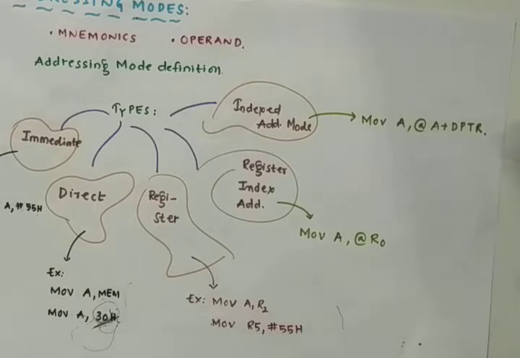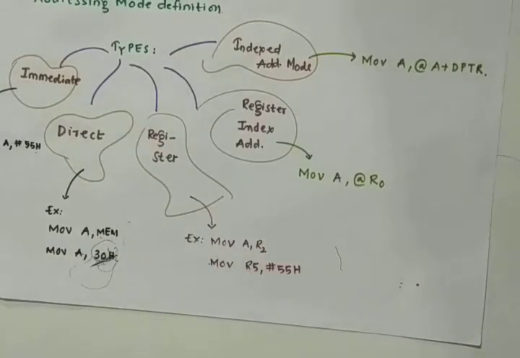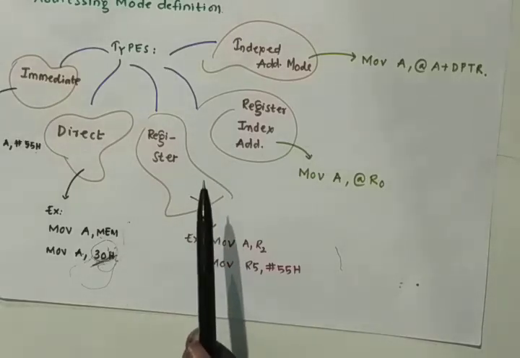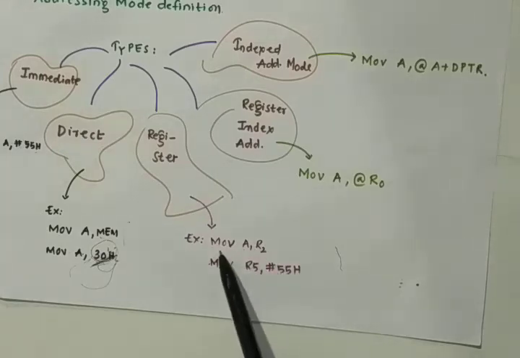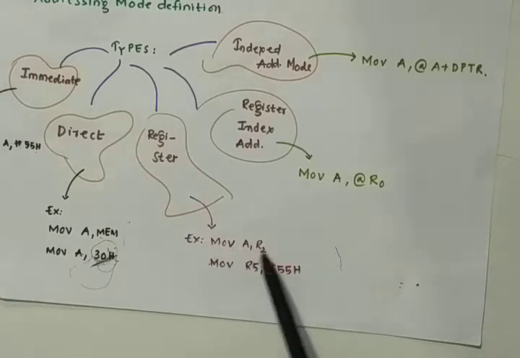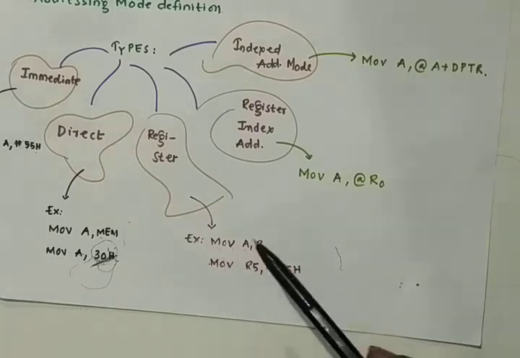The next one is register addressing mode. In this addressing mode, the register which is used as a source or a destination is specified in the instruction itself only. That means here MOV is there, and this is one register and this is another register. That means the operand can be moved into one of the registers.